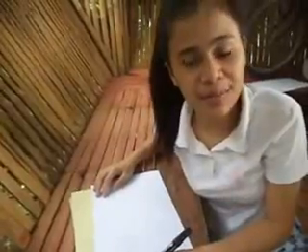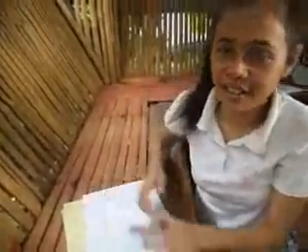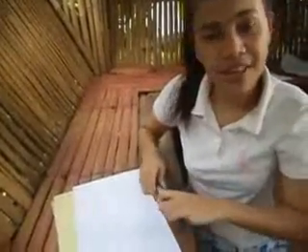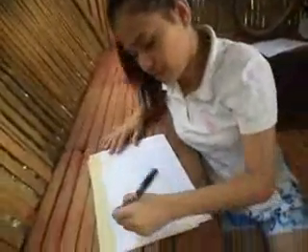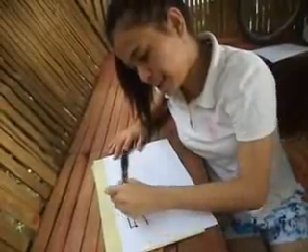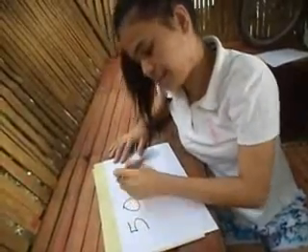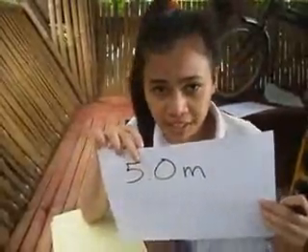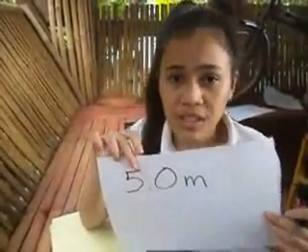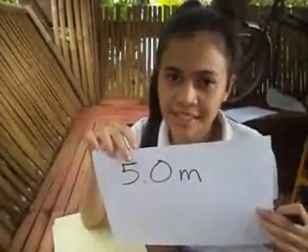Number 4. All zeros written to the right of a decimal point of a number greater than 1 are significant. For example, 5.0 meter has two significant figures.